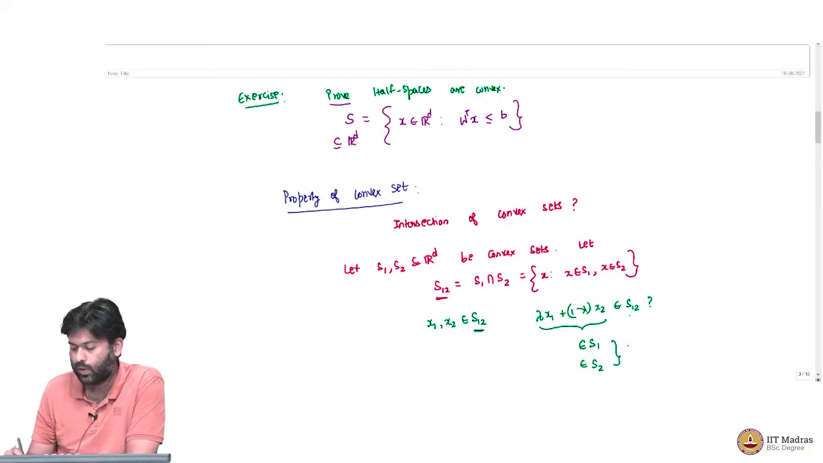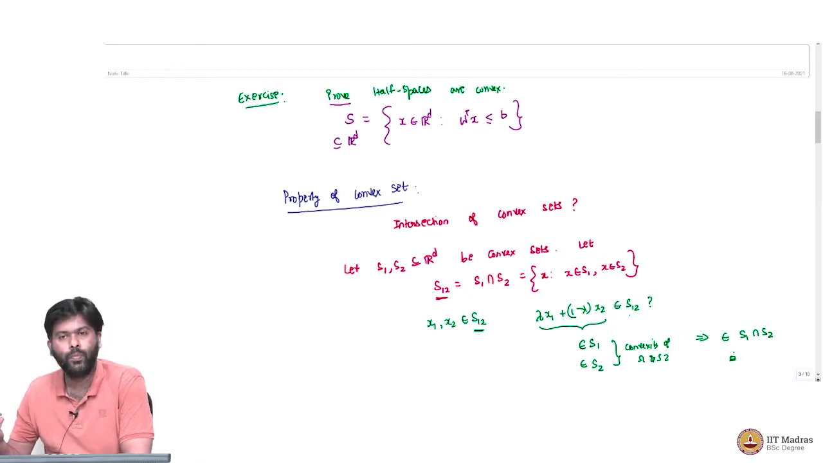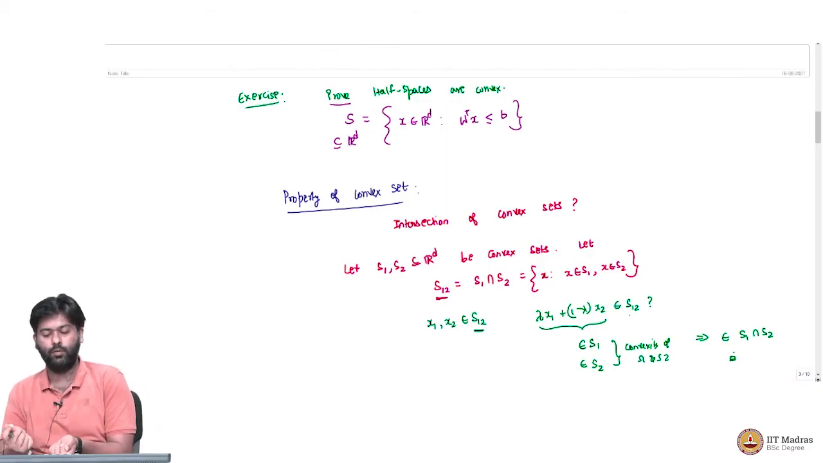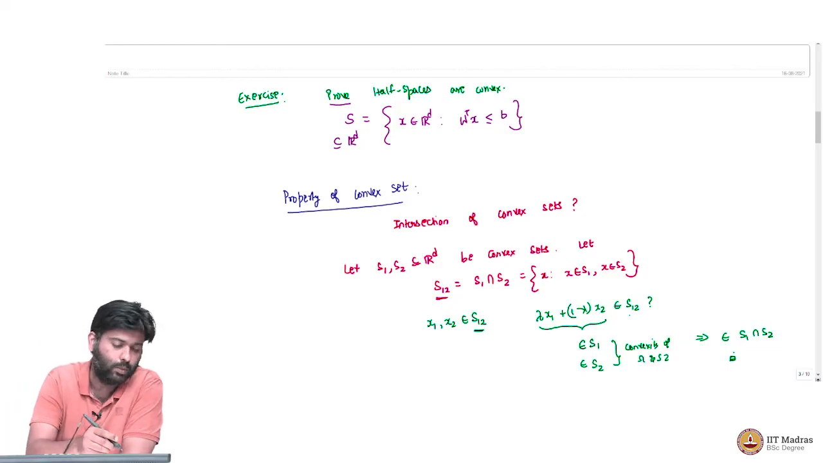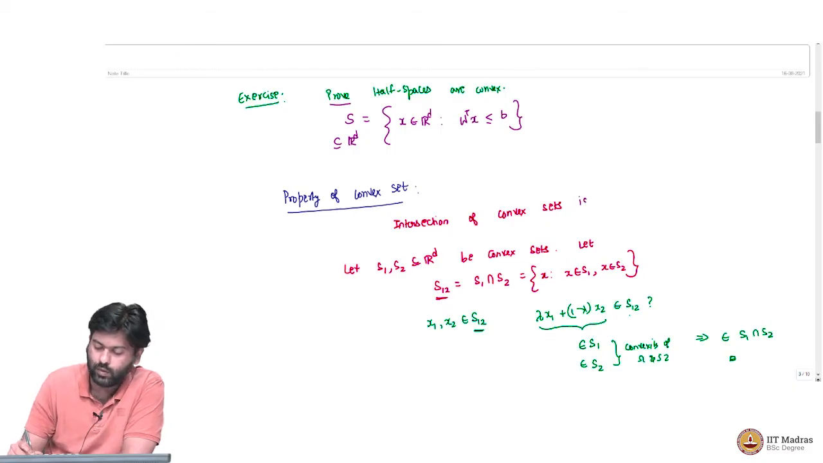Now, this is because of convexity of S1 and S2. That will force this point to belong to both S1 and S2, which implies that it belongs to S1 intersection S2, which is what we want. So that's the proof. I took some point which is a convex combination of the 2 points x1 and x2, and then I argued that it belongs to both the sets and so also the intersection. So the conclusion is that the intersection of convex sets is convex. It was quite easy to see this.